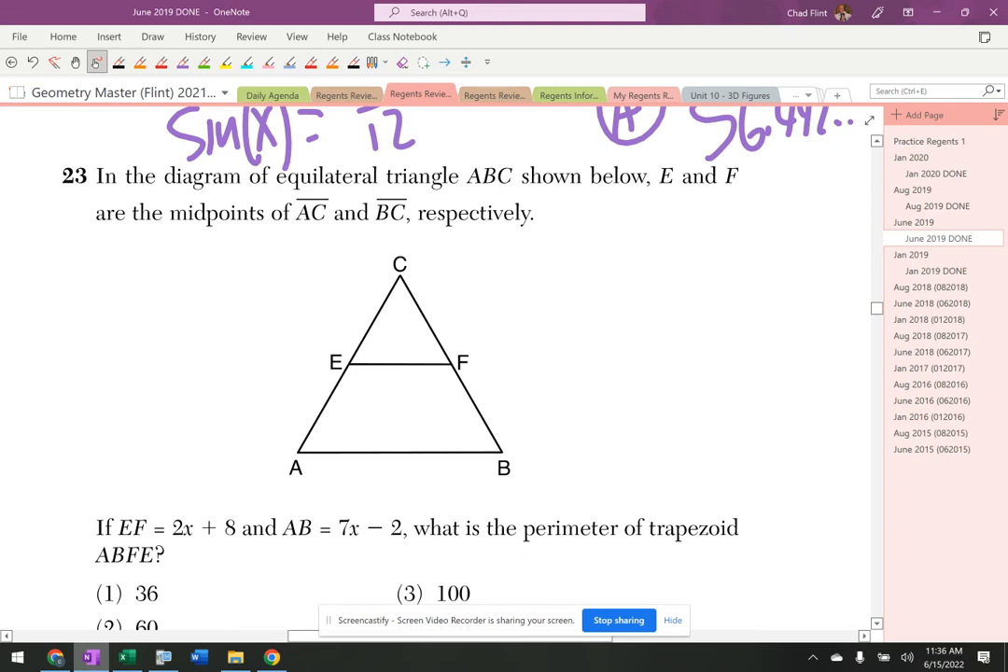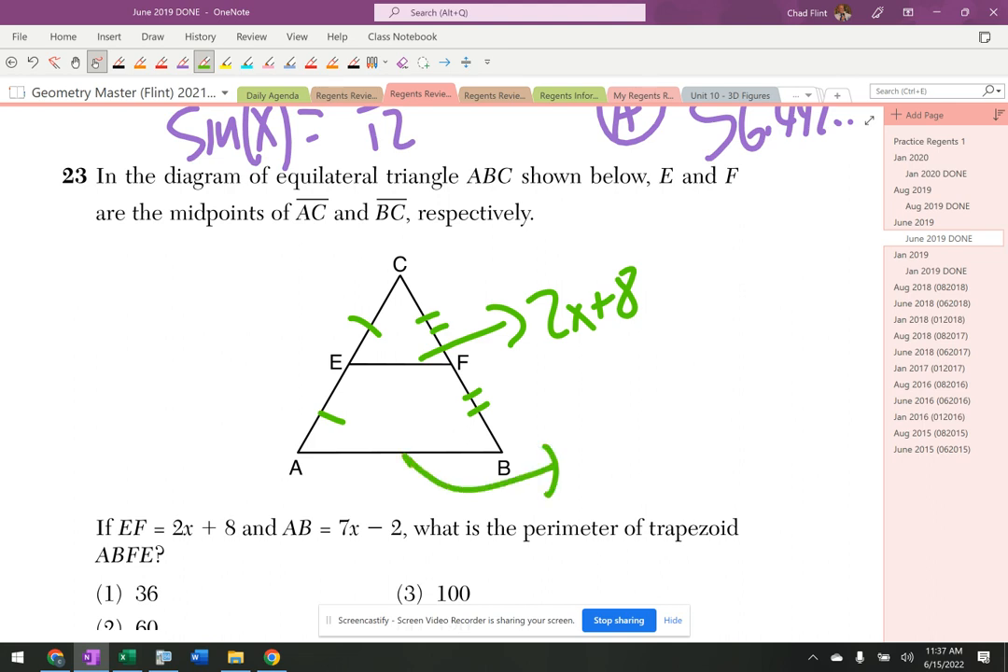All right, so one of the very rarest things here. So we got midpoints. All right, so midpoint, midpoint. All right, it says EF is 2x plus 8, and it says AB is 7x minus 2. It says, what's the perimeter of the trapezoid?